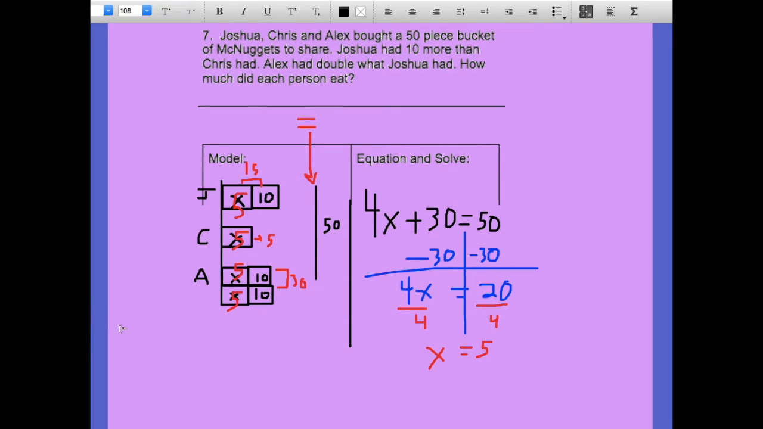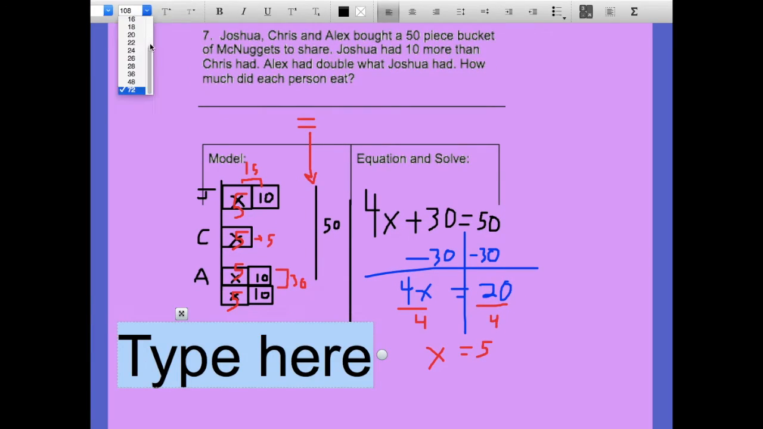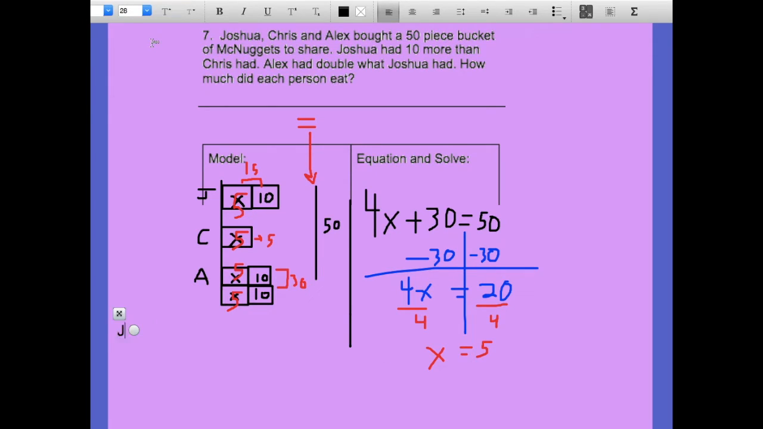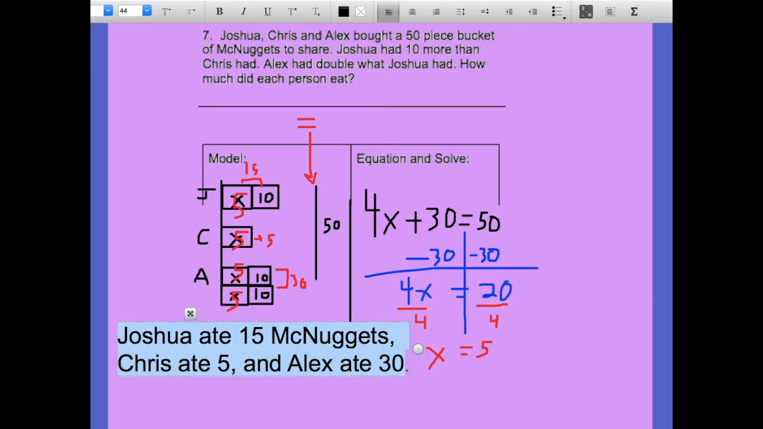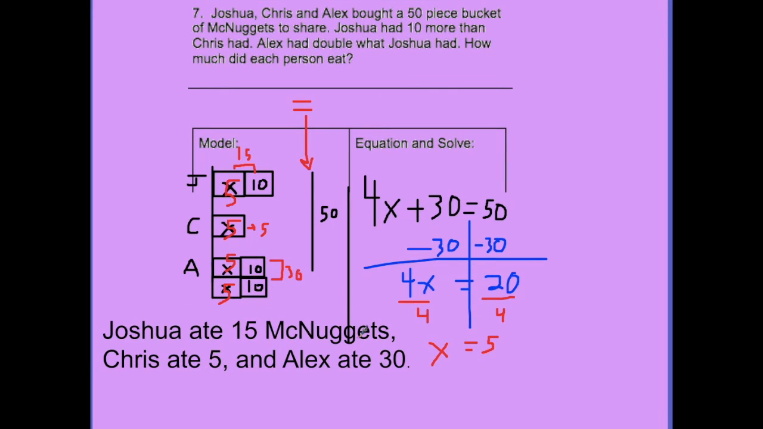So we want to be able to write that in a sentence at the end here. And we'll make that font a little bit smaller so that we can read it. We're going to say Joshua ate 15 McNuggets. Chris ate 5. And Alex ate 30. Make that font a little bit bigger. So there's our final answer, and we're going to be proud of our work, right? And we're going to go ahead and circle that. And we are done then. Also make sure that it adds up: 30 plus 5 plus 15, that is 50.